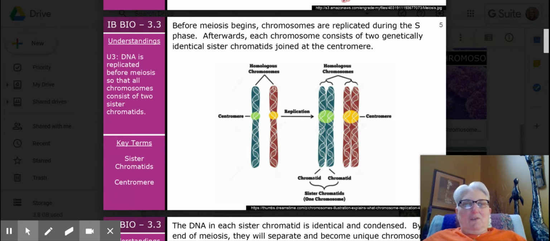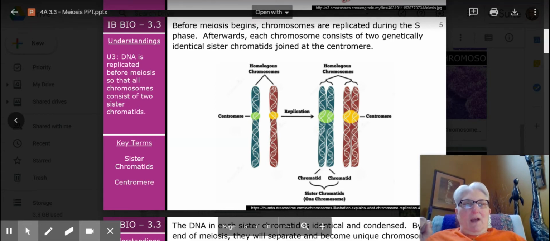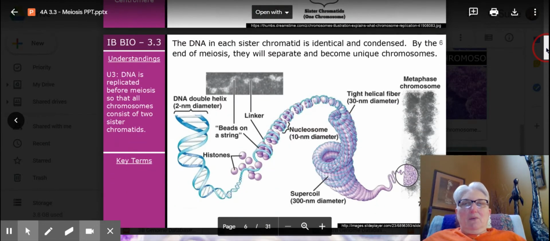We can see here's sister 1, here's sister 2, and then they become joined at the midsection, and we call that midsection, of course, the centromere. So our chromosome is made up of 2 sister chromatids that are joined together. And then we have the homologs, right? 2 chromosomes that are similar in size, structure, gene location, and so on. So all that has to happen before we even begin meiosis 1.